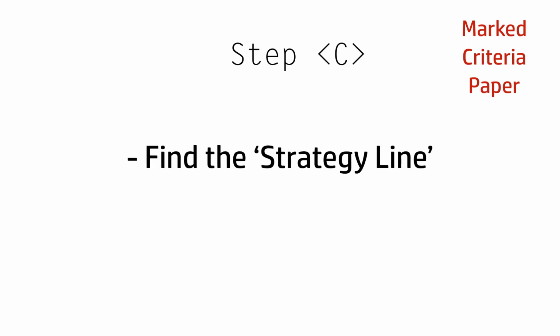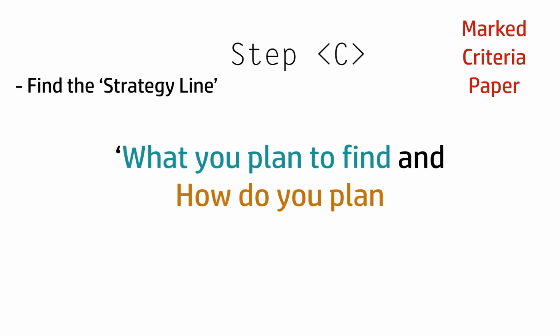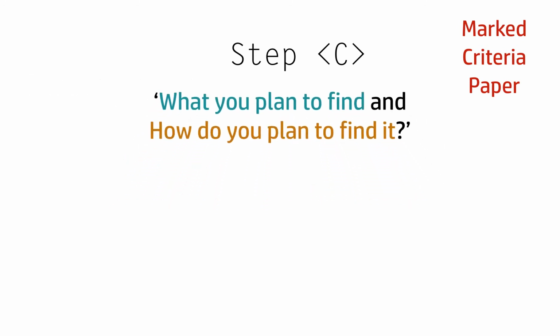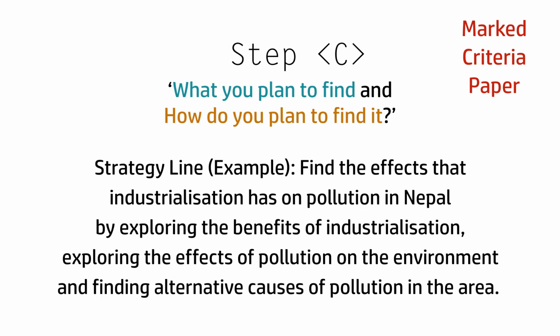Step C. Find the strategy line for your work. In one sentence, write what you plan to find and how you plan to find it. For example, in this case, the strategy line might be find the effects that industrialization has on pollution in Nepal by exploring the benefits of industrialization, exploring the effects of pollution on the environment, and finding alternative causes of pollution in the area.